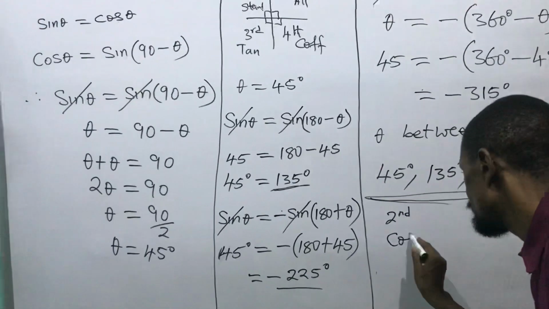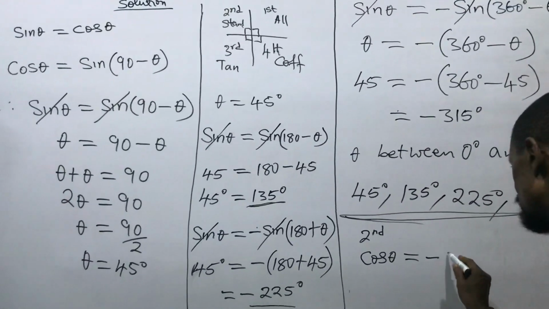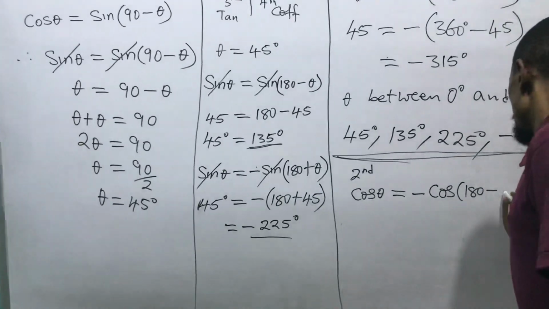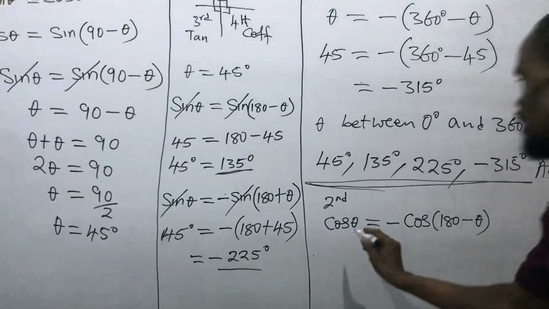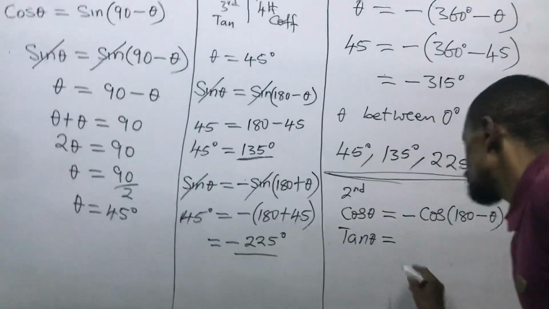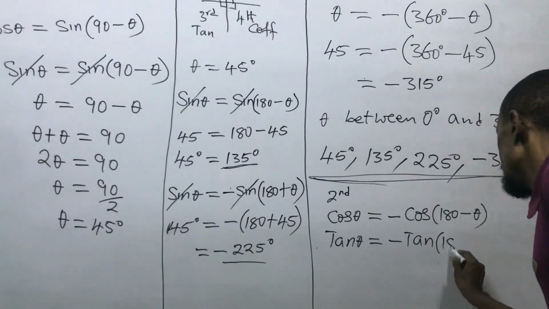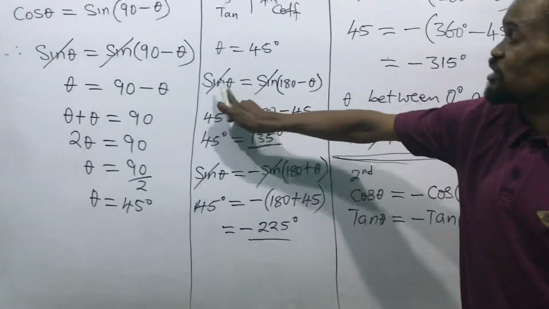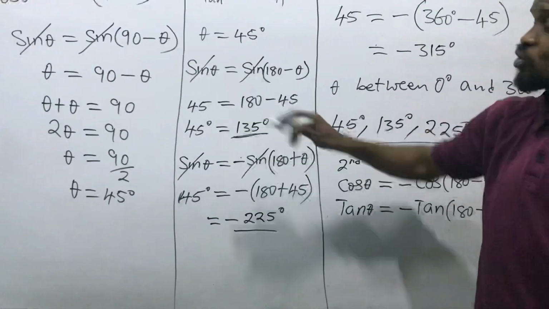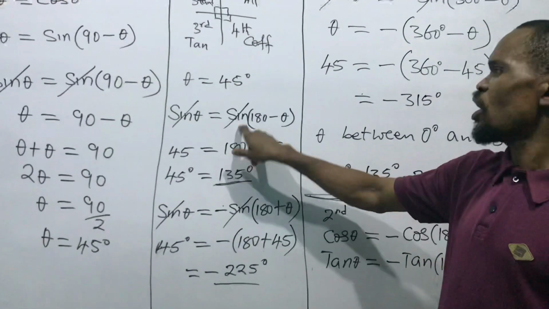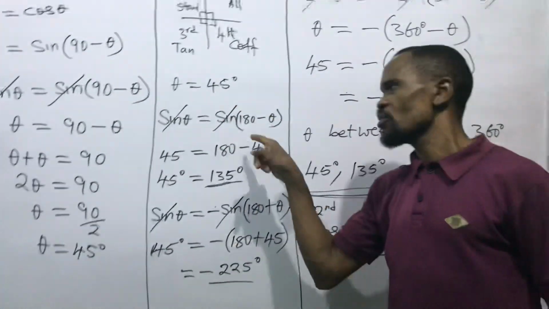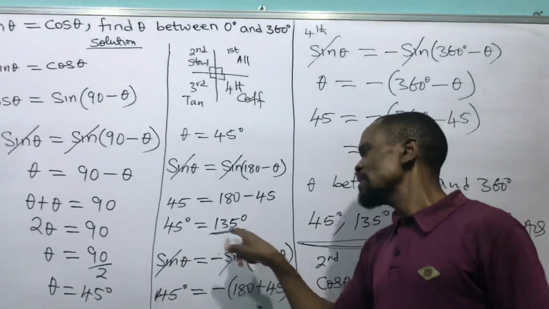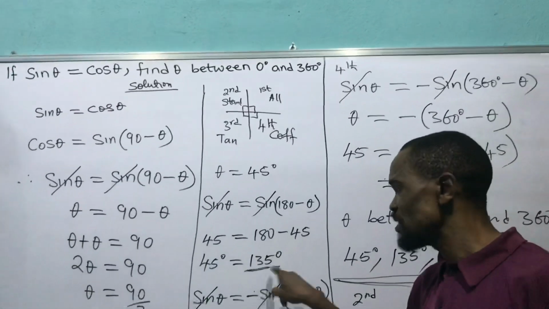I have cos theta is equal to minus cos of 180 minus theta. That's my second quadrant. Then tan of theta is equal to minus tan of 180 minus theta, because in the second quadrant only sine is positive. Look at sine theta of the first quadrant is equal to sine of 180 minus theta in the second quadrant. When I cancel this, I get 45 degrees in the first quadrant, which will be 180 minus 45 degrees, giving me 135 in the second quadrant.